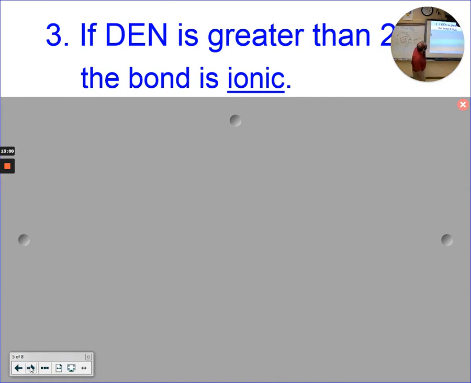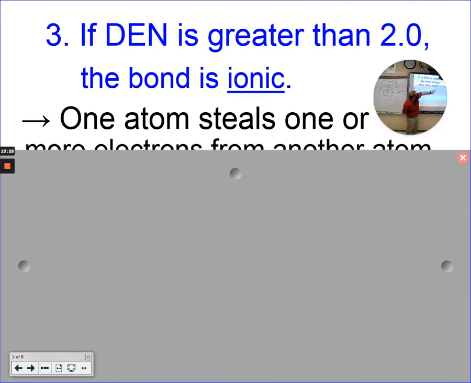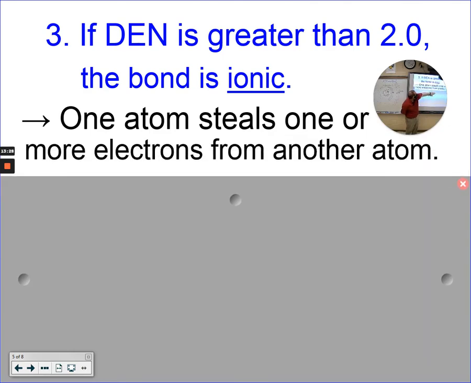Final situation. If you have a difference in electronegativity that's greater than 2, then the bond is what is called an ionic bond. Okay? What word do you see in the word ionic? Ion. Does anybody recall what an ion is? In an ionic bond, one atom steals 1 or more electrons from another atom. This is what happened with sodium and chlorine. They got out on the dance floor. She ripped his valence electron right off and added it to her own.